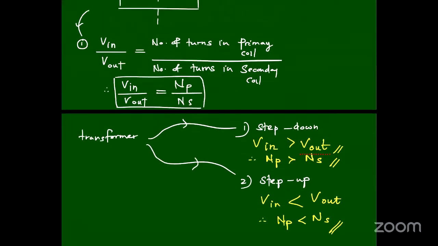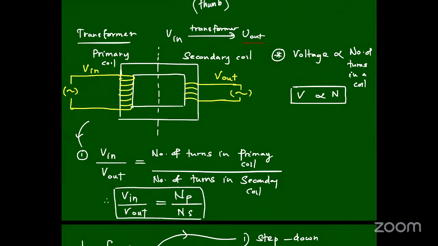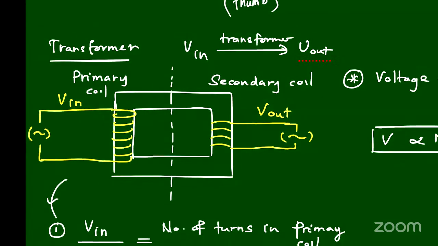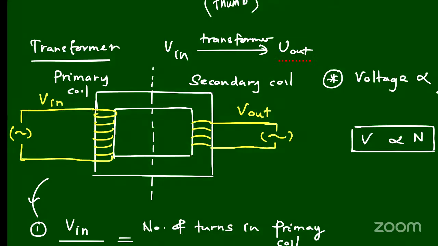So remember those points. And according to this diagram, this thing is drawn as a step down transformer. The reason is you can clearly see there's a smaller number of turns in the secondary coil.